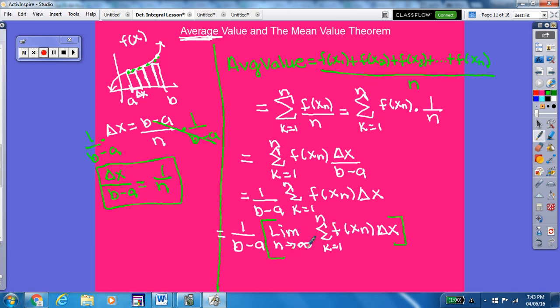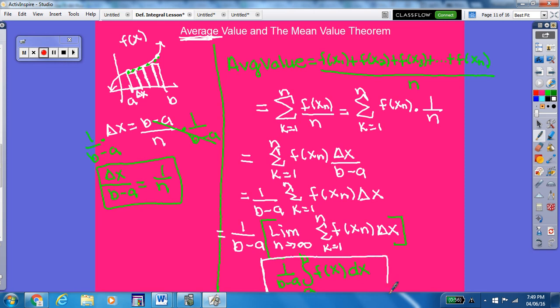And remember, as n goes to infinity, this summation notation becomes a sigma. The f of x of n, well, we don't have n anymore. We have an infinite number, we have all of them, so we just need to write f of x. And the delta x becomes dx. And so we have to list our interval from a to b. And ladies and gentlemen, here it is. This is the formula. This is how you find the average value of a function.